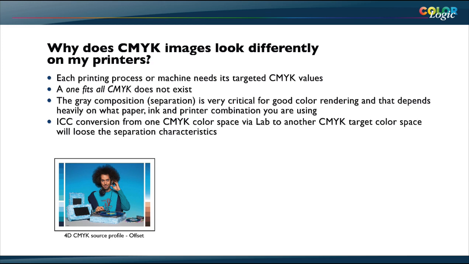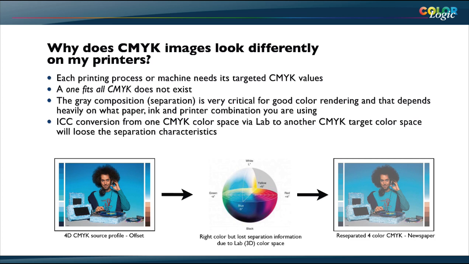The separation defines how the gray is set up, how much black is used, how much total area coverage, how much ink shall I put on paper. There's obviously less ink I can put on a newspaper than on a glossy paper, so I have to put that into the equation. And so I have to do a CMYK to CMYK conversion. Again, if you remember the ICC color management road, I need two profiles, the source profile and the target profile, and I use the intermediate LAB color space.